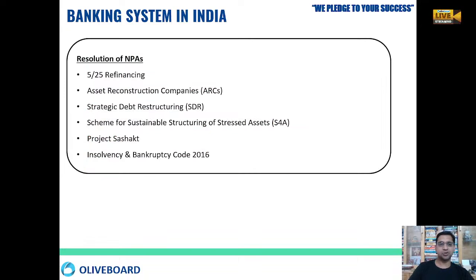So there are various resolution mechanisms. One is 5 by 25 refinancing. Then we have asset reconstruction companies, right? So 5 by 25 refinancing, then asset reconstruction company, where the banks sell their bad assets to the bad bank.